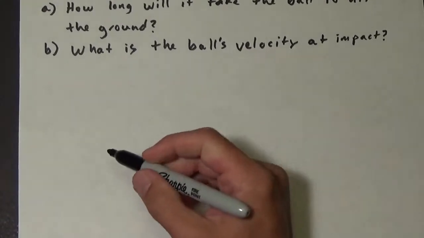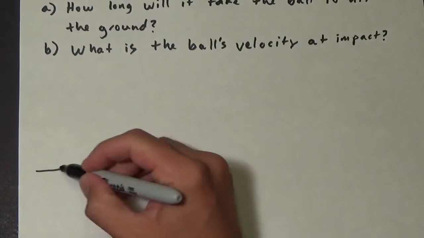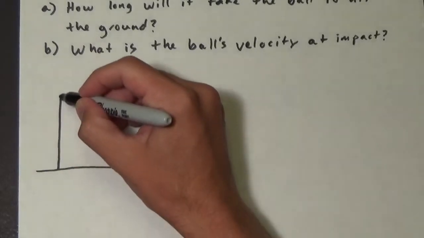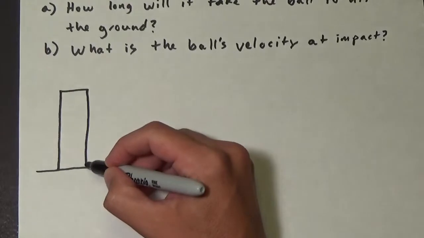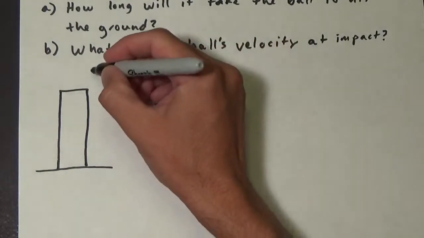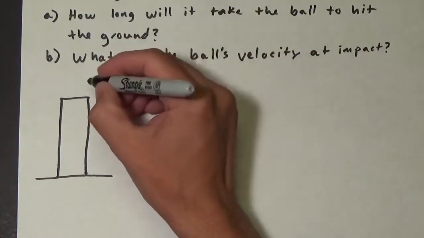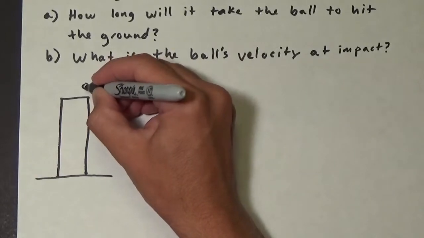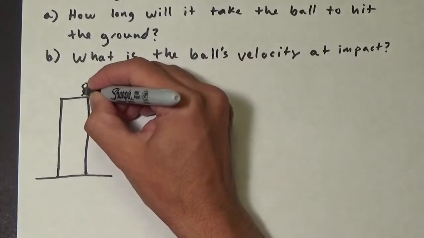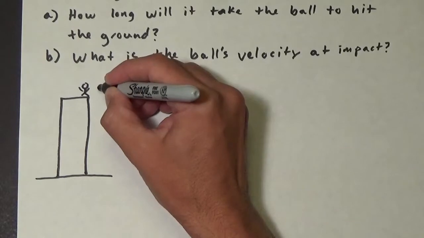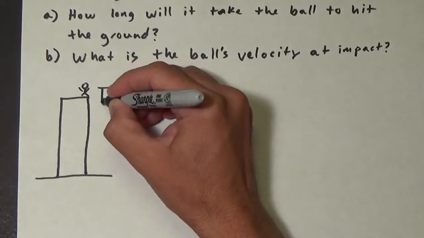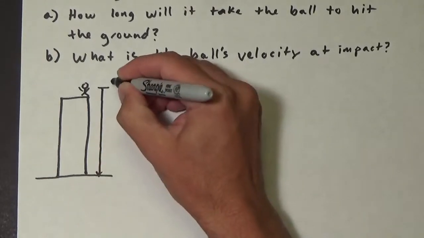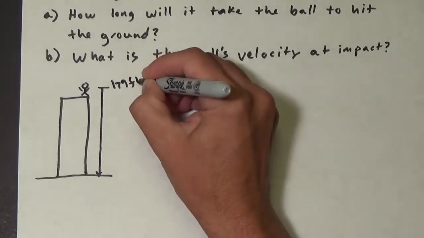In this particular example, we have a situation where there's a building, and the building is 179 feet tall. Let's say you're on top of the building, and here's the ball, and you drop it down. So that's 179 feet.